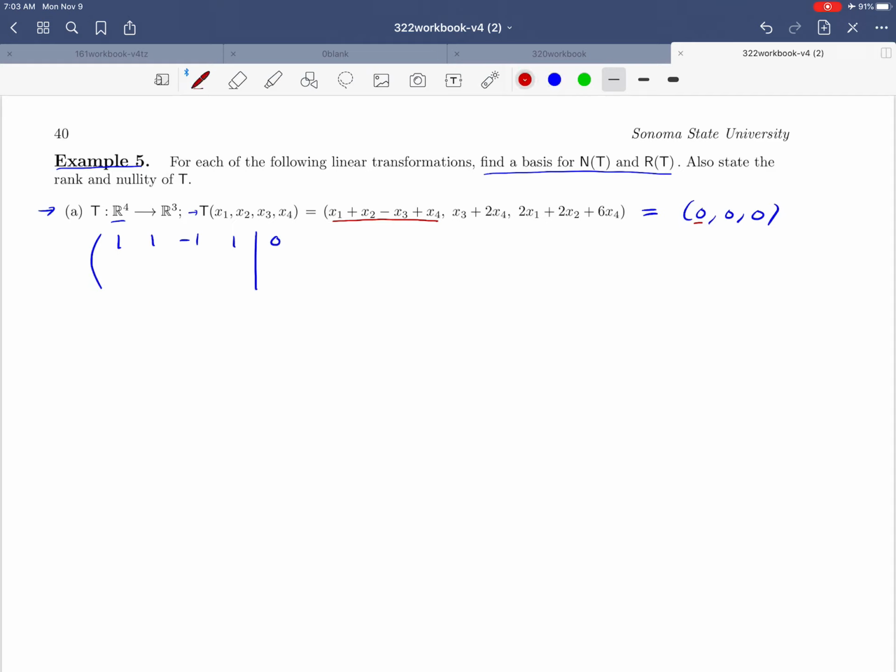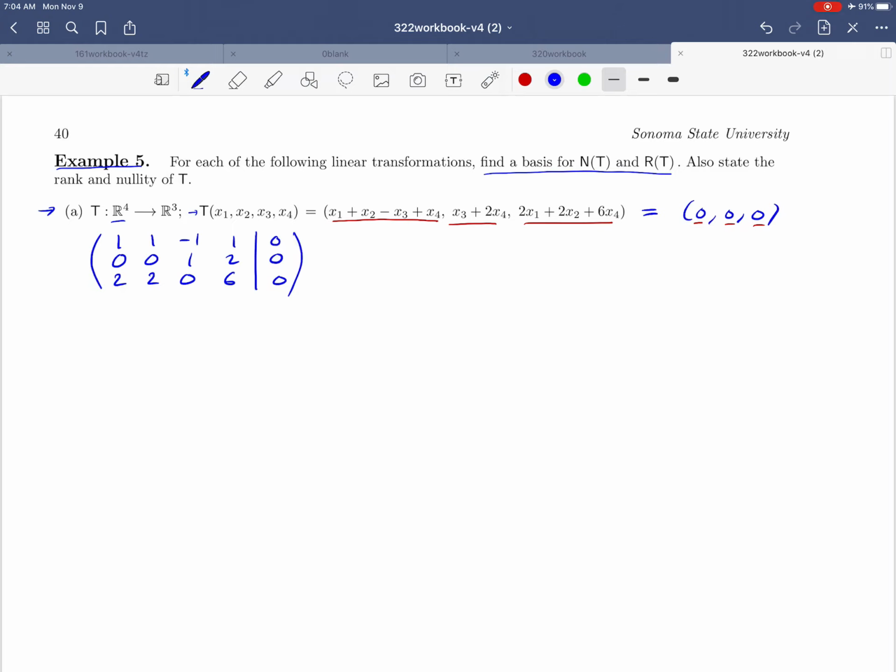Then we need x3 plus 2x4 to equal 0. Notice that there's no x1 and x2, so we're going to get 0x1 plus 0x2 plus 1x3 plus 2x4 equals 0. And then finally, we need this equation to be 0. Looking at the coefficients, sorry, that's not right. Back up. 2x1 gives us a 2x1, 2x2, 0x3, and then 6x4 equals 0.